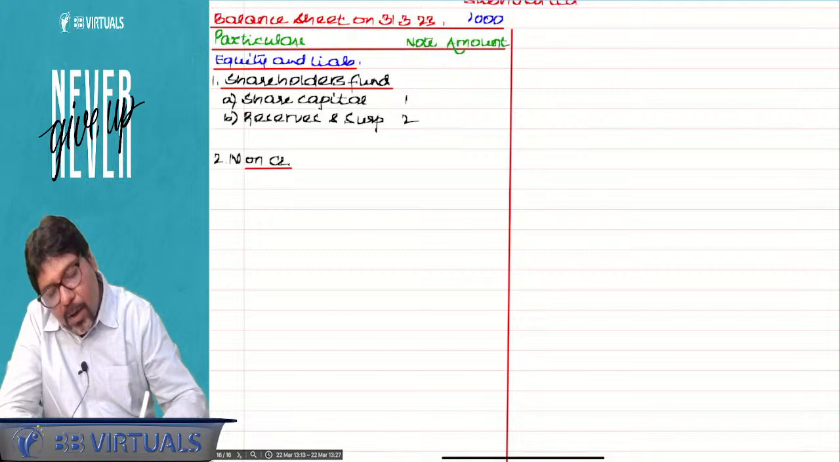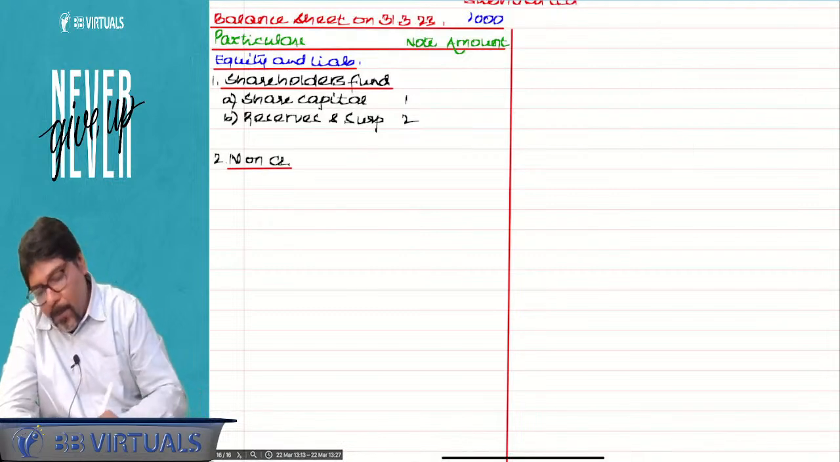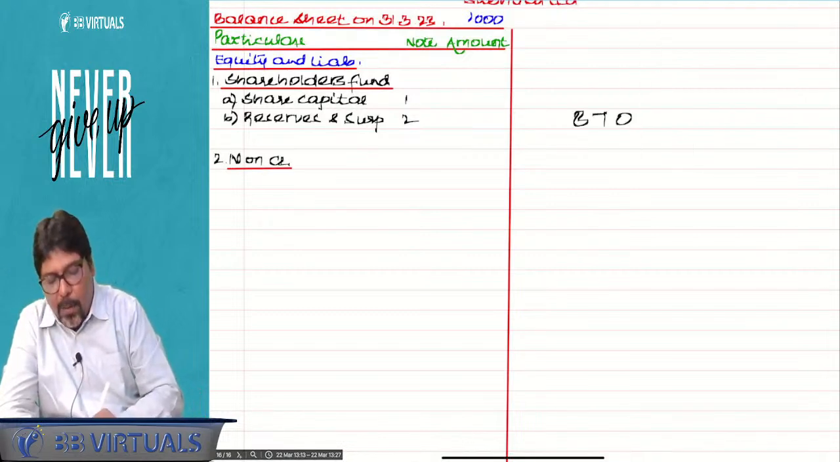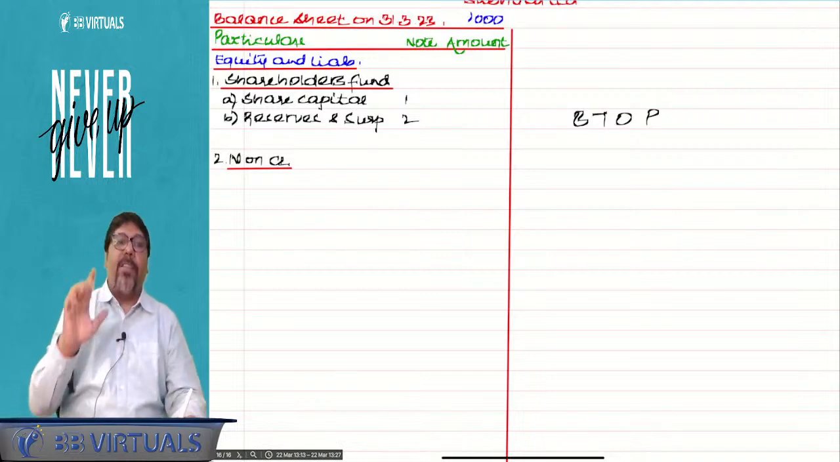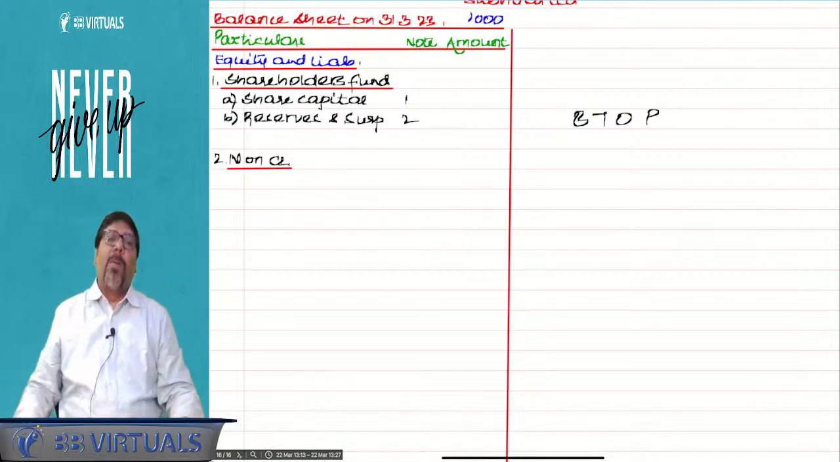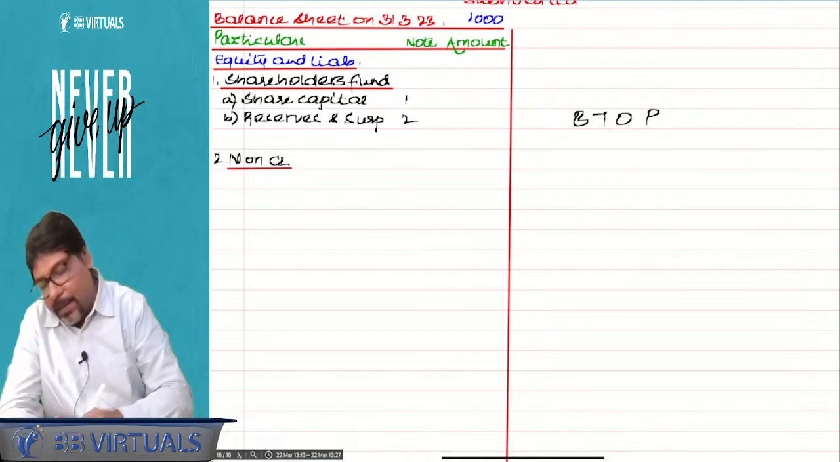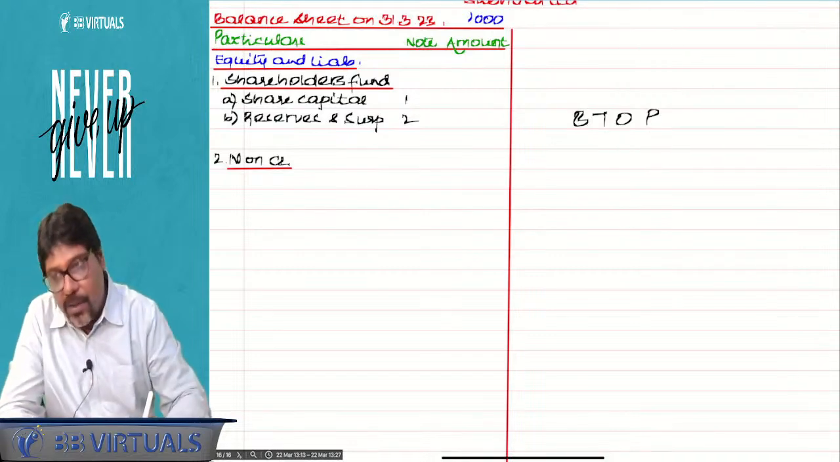Non-current liability. In non-current liability it is BTOP. Long-term borrowings. Do we have long-term borrowings? Yes. What is that long-term borrowings? Sir, debentures. Exactly. Long-term borrowings is debentures.